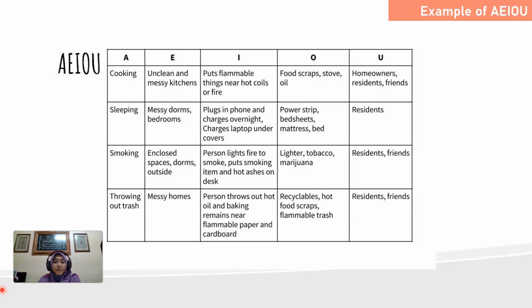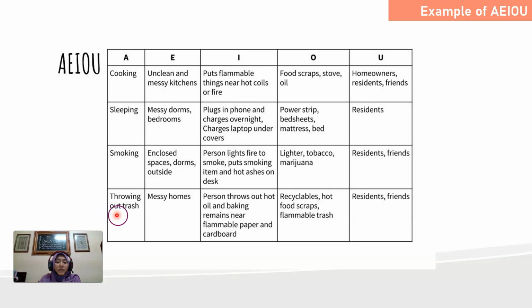And then this is another example of AIOU. The situation, activity, is cooking, and then we have the environment: unclean and messy kitchens. Interaction: putting flammable things near hot coals or fire. Objects: food scraps, stove, oil. Users: homeowners, residents and friends. Sleeping: messy dorms, plugging in phones and chargers overnight, with power strip, bedsheet, mattress, and residents. Smoking: enclosed spaces, dog outside, people light fire to smoke, with lighter and tobacco as the objects, and the users are residents and friends.